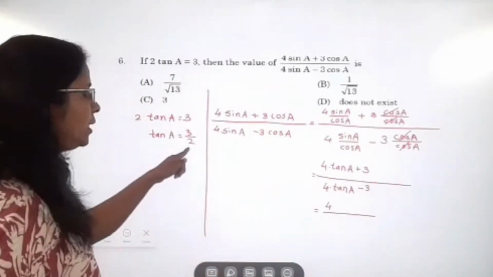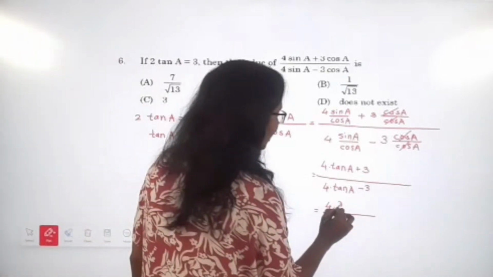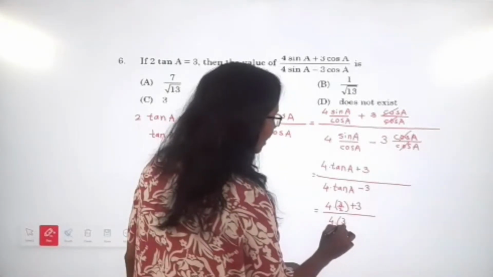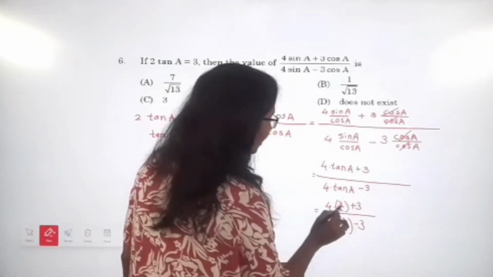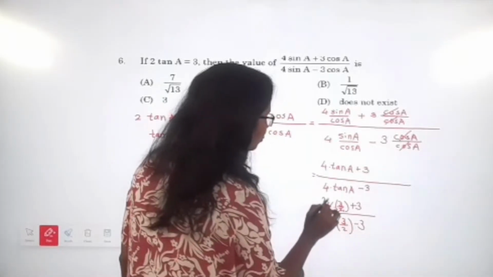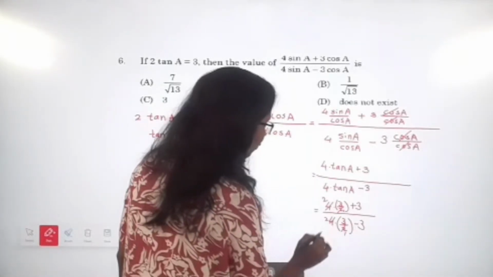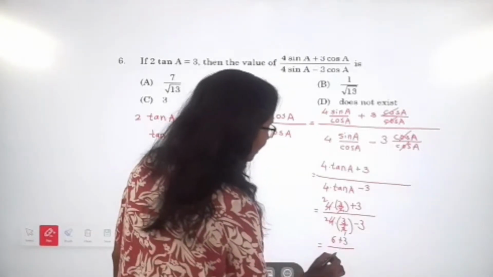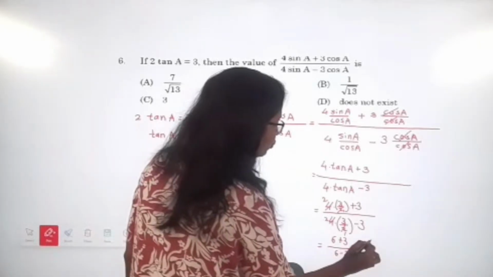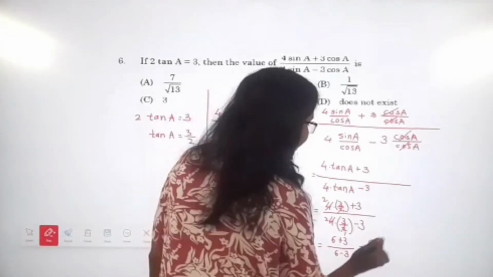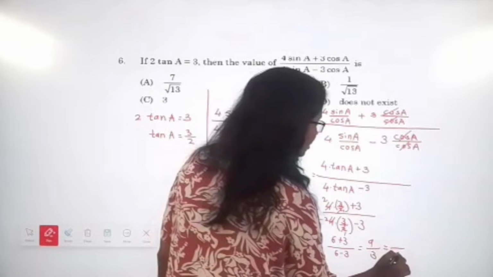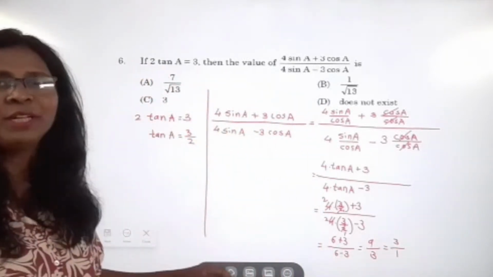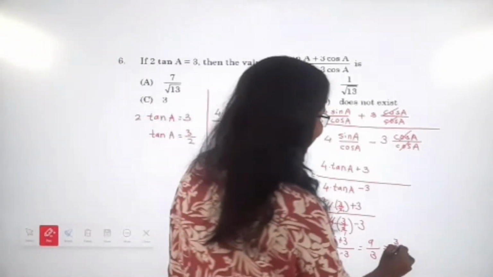So here we have the value of tan A. So I put here this value 3 upon 2. So here 3 upon 2 plus 3 and here 4 multiply 3 upon 2 minus 3. So now here 2 ones are 2, 2 twos are 4. Okay. So that means here students 2 multiply 3, that means 6 plus 3 and divided by 6 minus 3. That means students 9 divided by 3. So that means students 3 ones are 3, 3 threes are 9. So here 3 upon 1. That 3 upon 1 means nothing but the 3 student. So which is equal to 3.